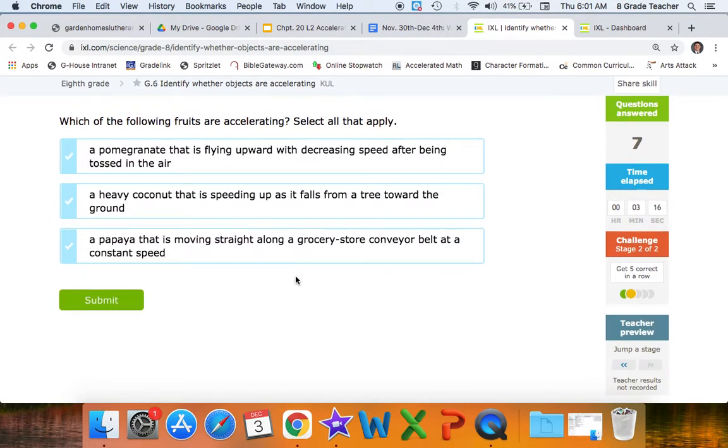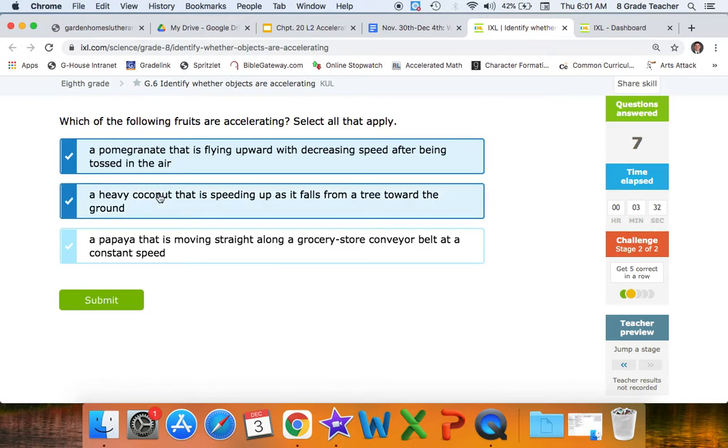Which of the following fruits are accelerating? A pomegranate that is flying upward with decreasing speed after being tossed in the air. As it's flying upward, gravity is pulling back down on it, so it's probably going to slow down at the peak and then speed back up. It's definitely accelerating. A heavy coconut that is speeding up as it falls from a tree toward the ground. And a papaya that is moving straight along a grocery store conveyor belt at a constant speed. If it says it's moving straight at a constant speed, it's not changing direction, speeding up, or slowing down. So just these two.